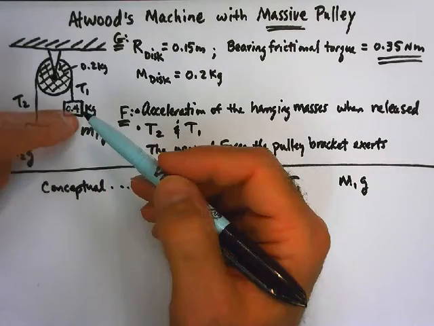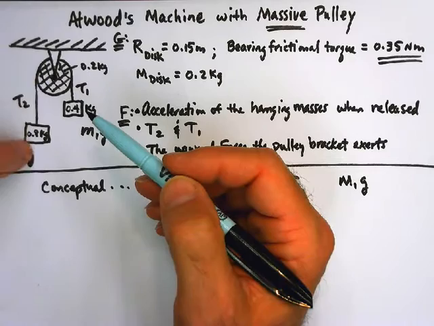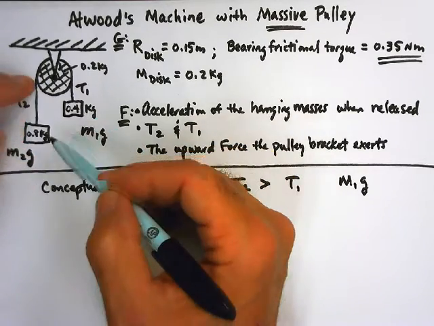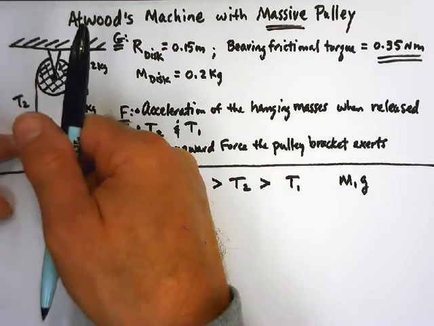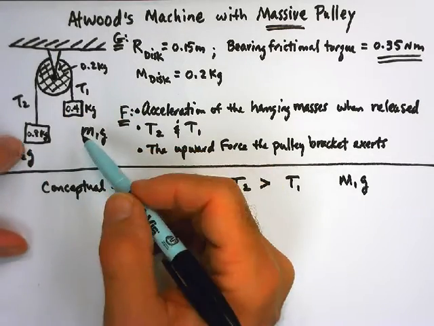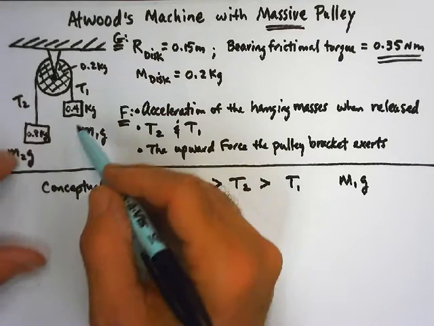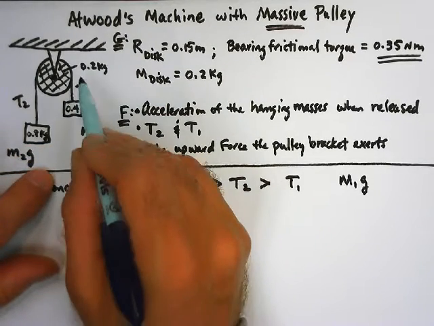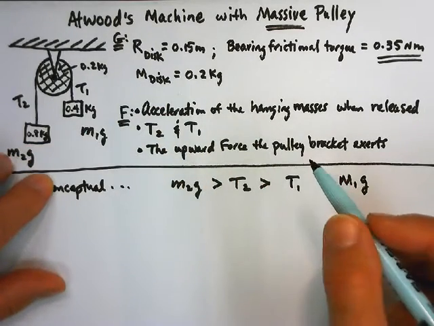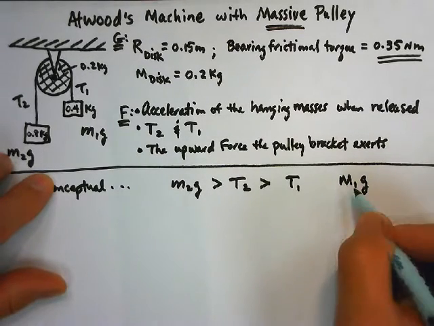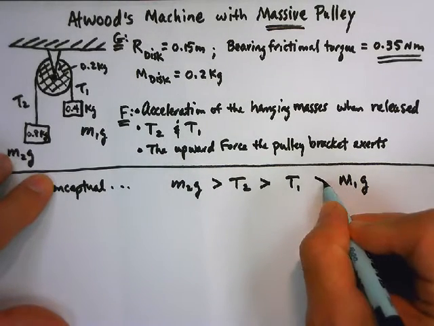Okay, now the overall movement is like this, right? So it's going to go down. The m2g, I mean the 0.8 kilogram mass, will go down, and the 0.4 kilogram mass would go up. And so therefore T1 must be bigger than m1g.